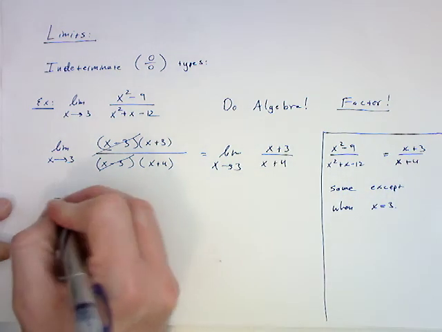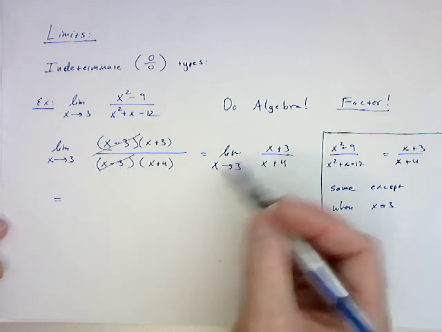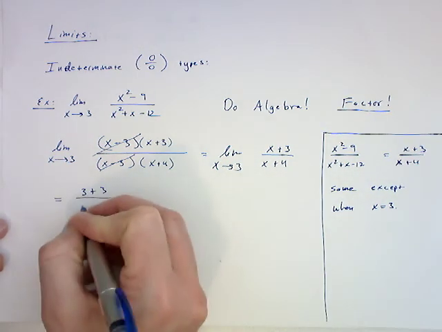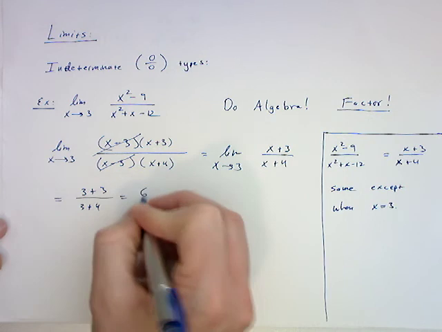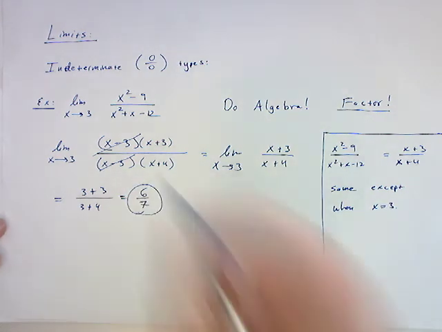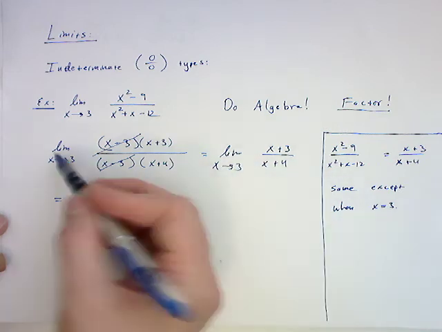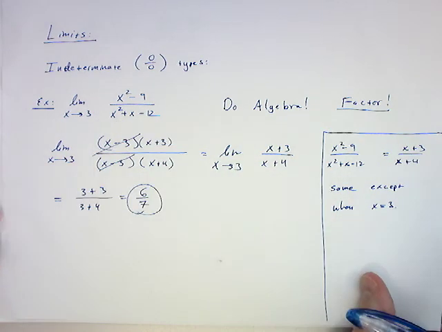So then we just do what's called the evaluation theorem. We evaluate this limit by plugging in 3 for x, and we get 3 plus 3 over 3 plus 4, which is 6 over 7. Notice that once I've actually plugged in the values, I no longer write the limit, but up until then I do.